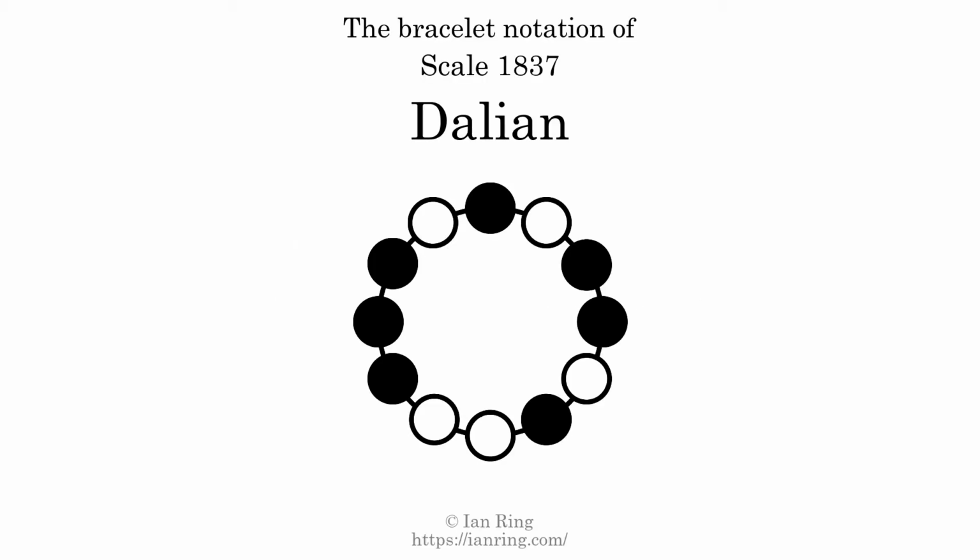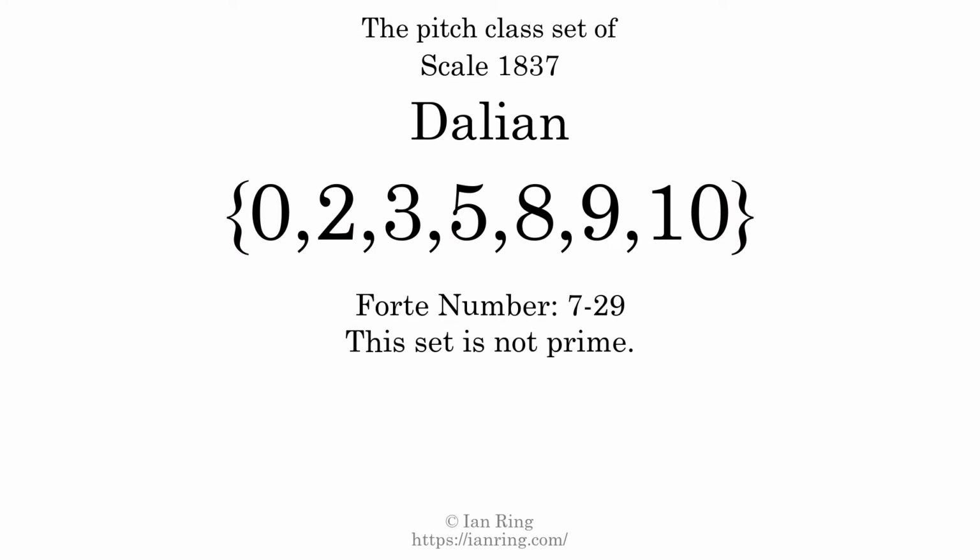This is a bracelet notation diagram of scale 1837. The shaded circles represent tones that appear in the scale, and they are read clockwise, starting at the top. The pitch class set for this scale is 0, 2, 3, 5, 8, 9, 10. The fault class is 729. This set is not prime.